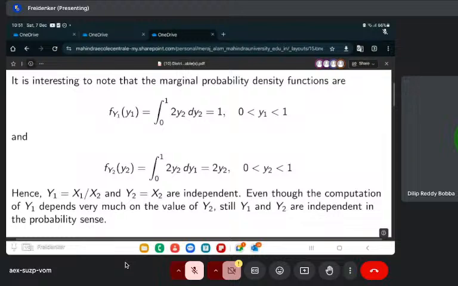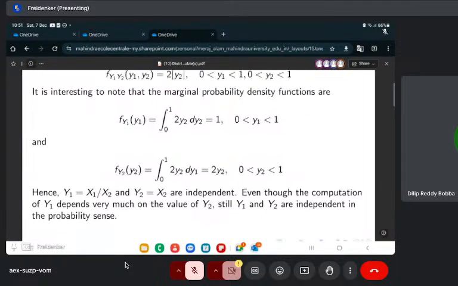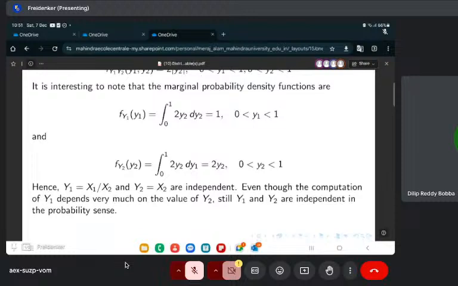So where does y2 lie? y2 lies in the interval 0 to 1. What if y2 or y1 lies outside this? Then you have to write 0. So 0 otherwise. The probability density is 0 otherwise. That is a much more rigorous way of writing it. Now that we have the marginal probability densities, we know that the random variables are independent if the joint probability density can be expressed as the product of the marginal probability densities. Now, if I multiply these two marginal probability densities, what will I get?